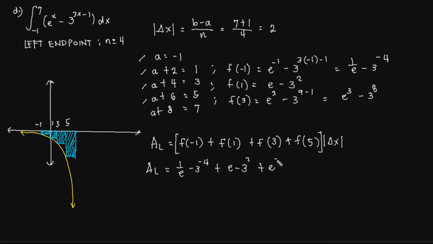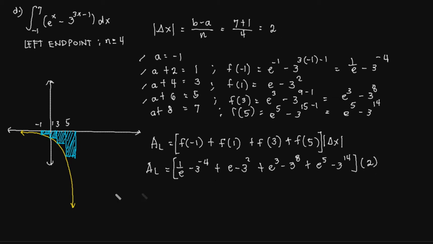Okay, so just copy that again for this one. And then finally, for f of 5, e to the 5th minus 3 raised to 15 minus 1. So this becomes e to the 5th minus 3 raised to 14. And then don't forget to multiply all of this by the norm, which is positive 2. The norm is always positive anyway.